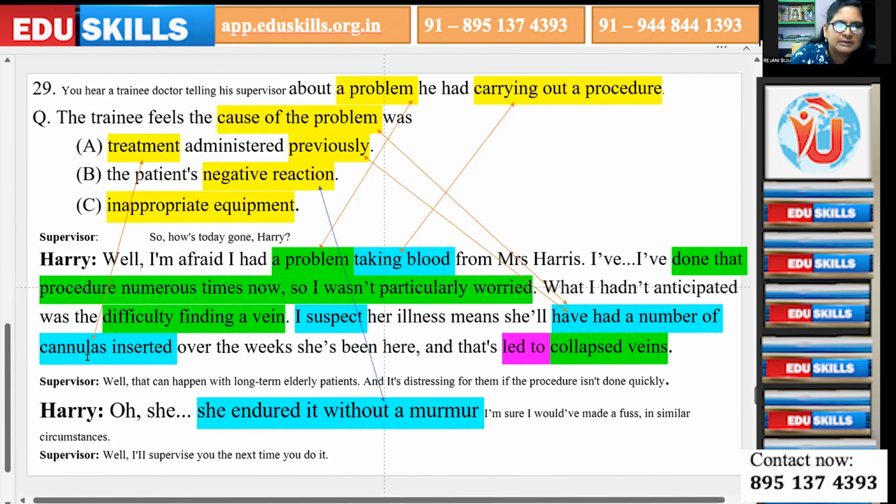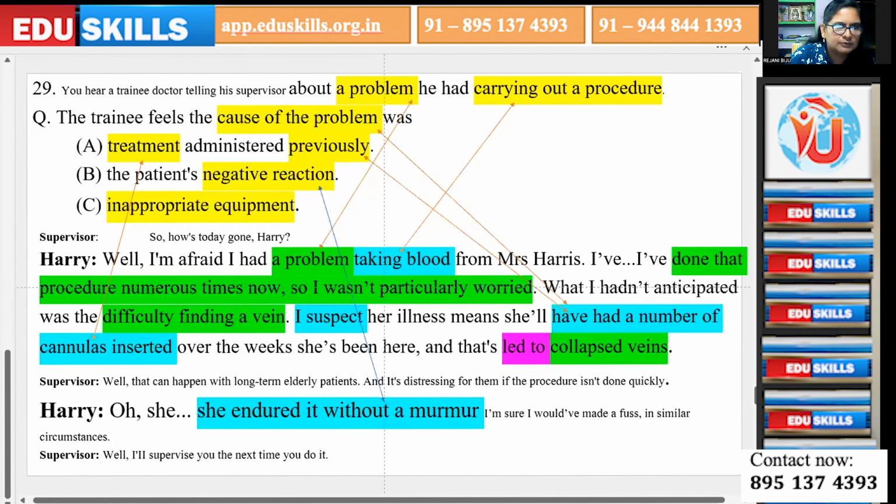So that means the procedure was administered previously. Carrying out a procedure, they have given, taking blood. The problem is already explained there. And we know what the problem was: the cannula collapsed the vein, led to a collapsed vein. So we can understand that is the option. And the negative reaction we have already seen. Appropriate equipment, they are not telling anything about that in this.